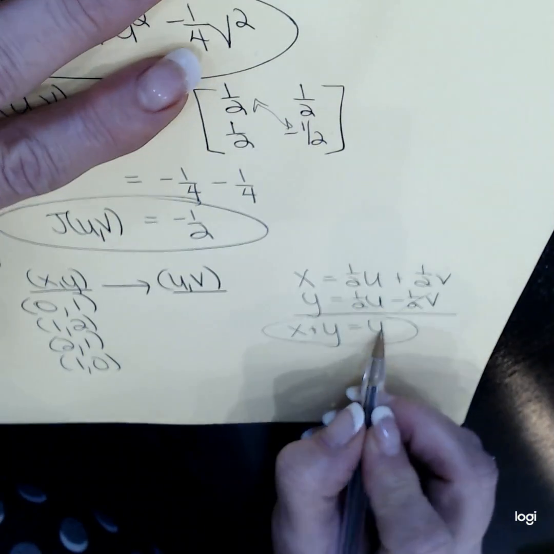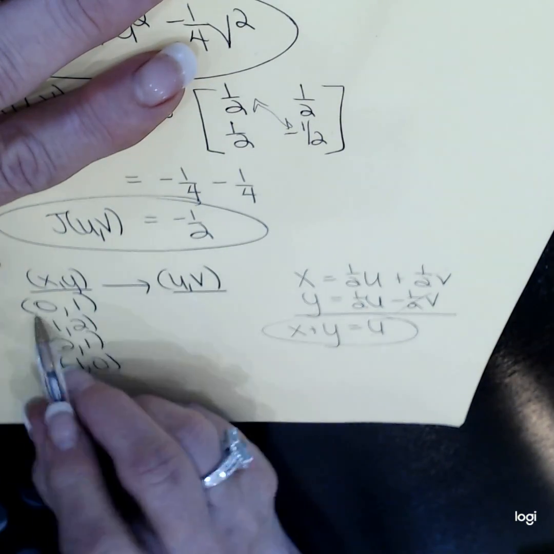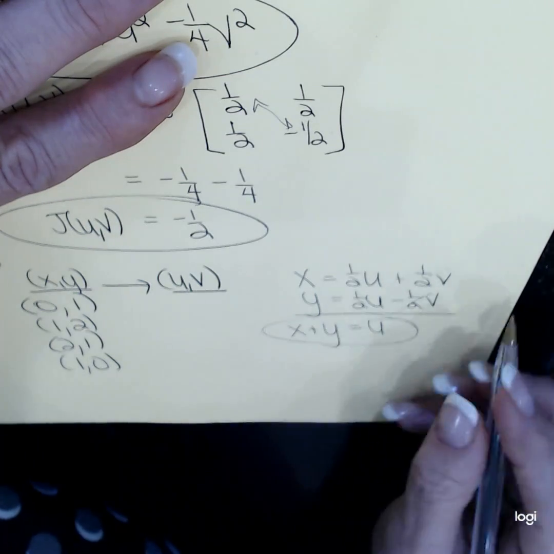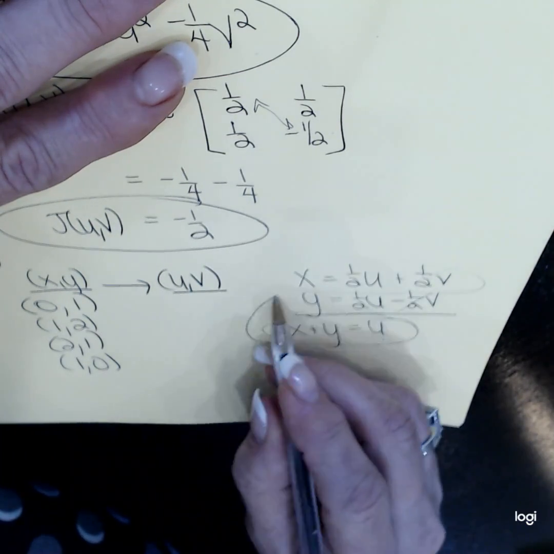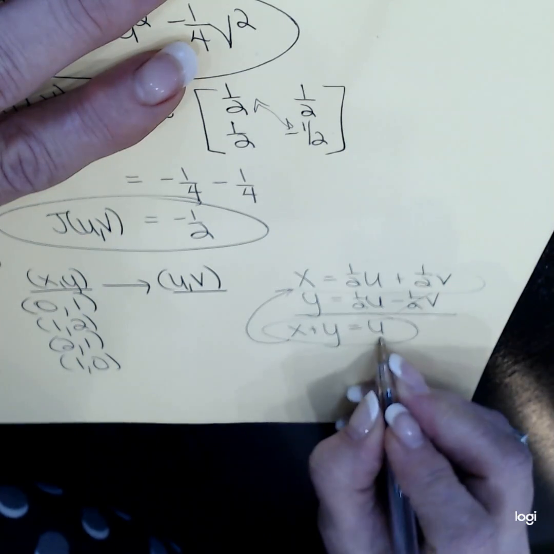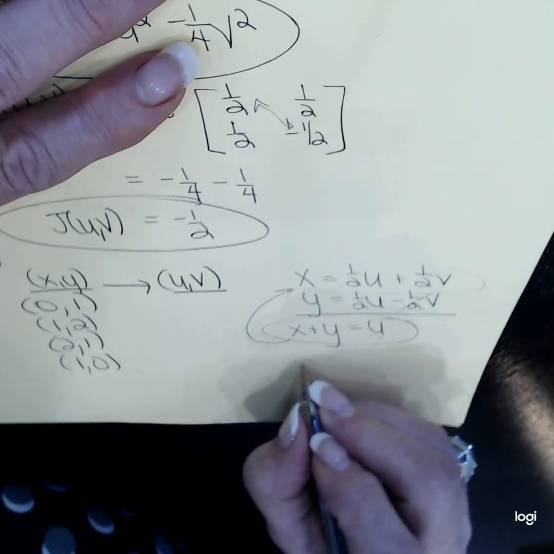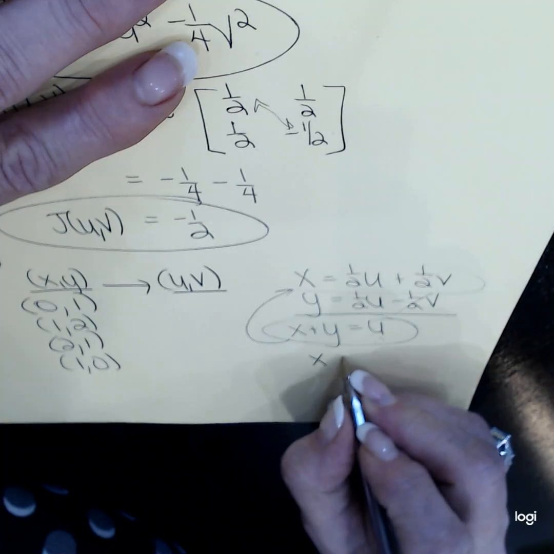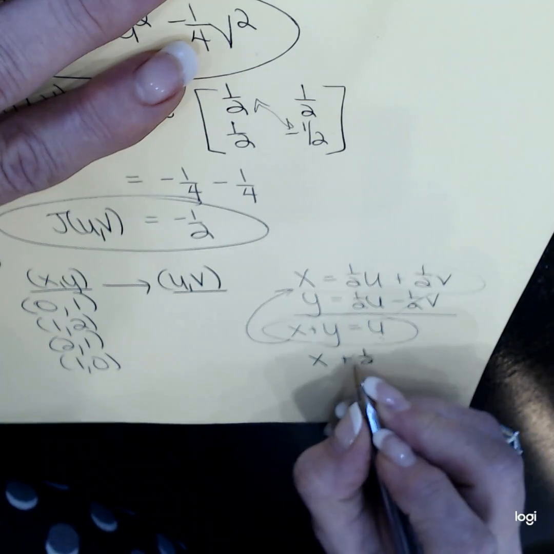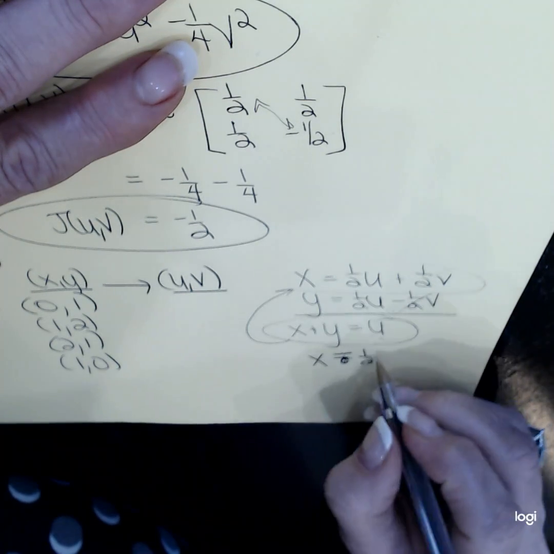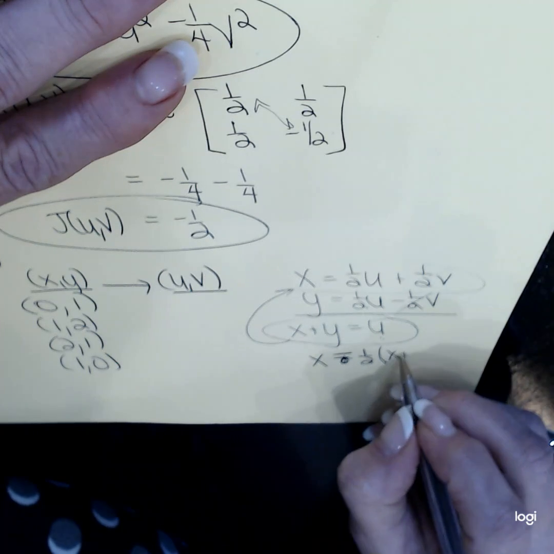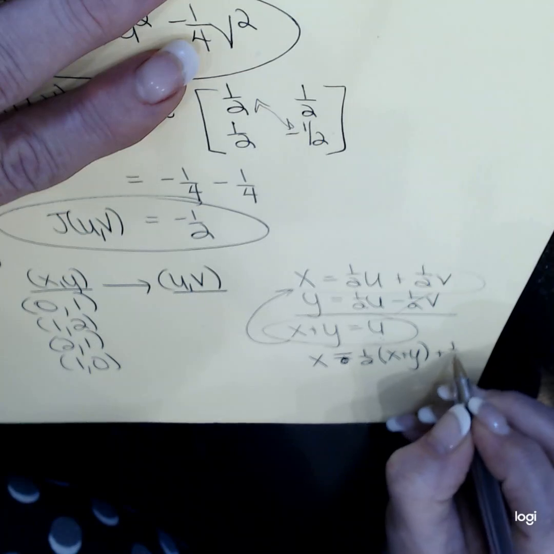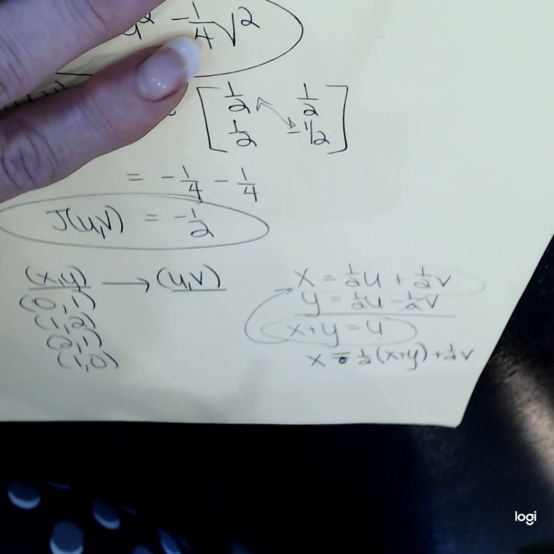So now I know how to convert my u from x's and y's. How do I figure out how to convert my v's? Well, I'm just going to come in here and put this back into one of these equations. So everywhere there's a u, I'm going to put in an x plus y. So I get x is equal to, if I look at the equation correctly, 1/2 times u, which is x plus y, plus 1/2 v.